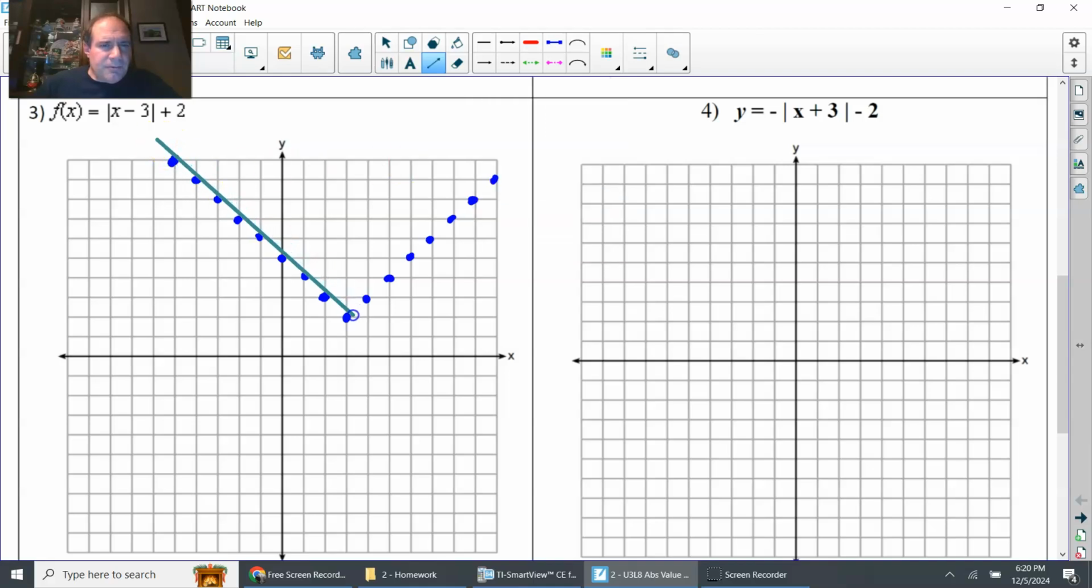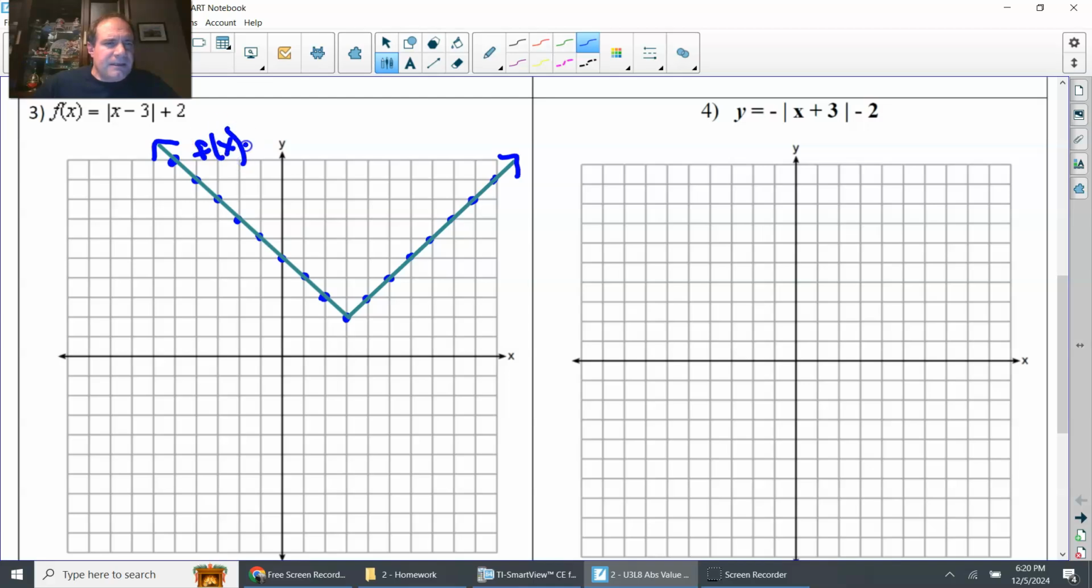And we're going to connect those points after you're finished. Arrow on this side, and arrow on this side. This is f of x equals absolute value inside x minus 3, and then plus 2 on the outside.